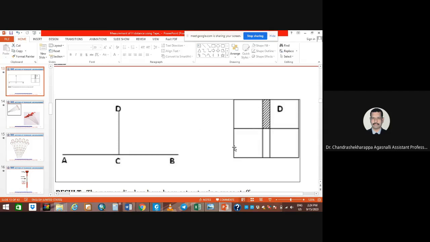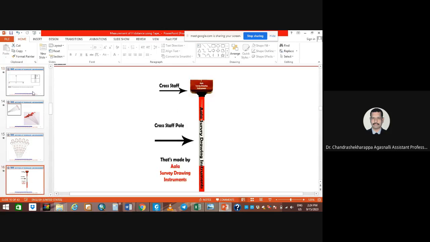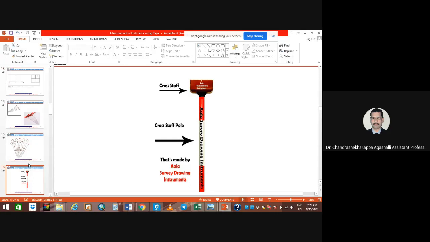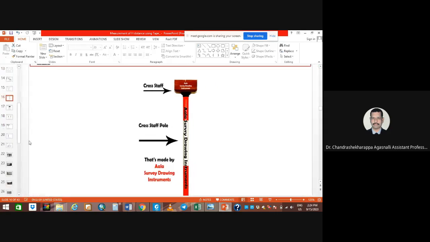So for making the right angles, a 90-degree angle, you can use the cross staffs. This is the four grids. When you make this 50 by 50, or 20 by 25 by 25, four grids are happening here. So for this purpose, generally we use the cross staffs.